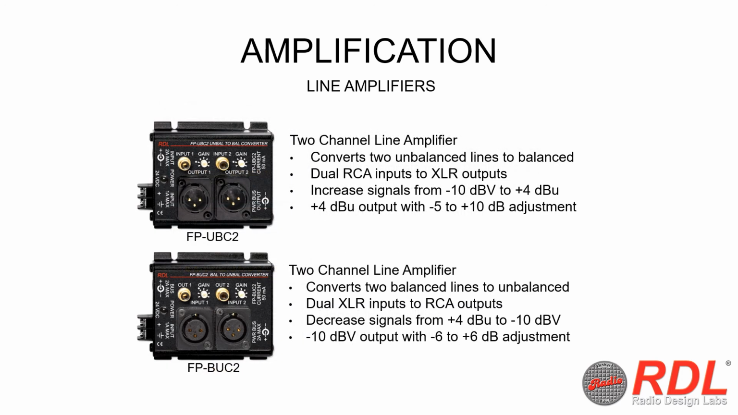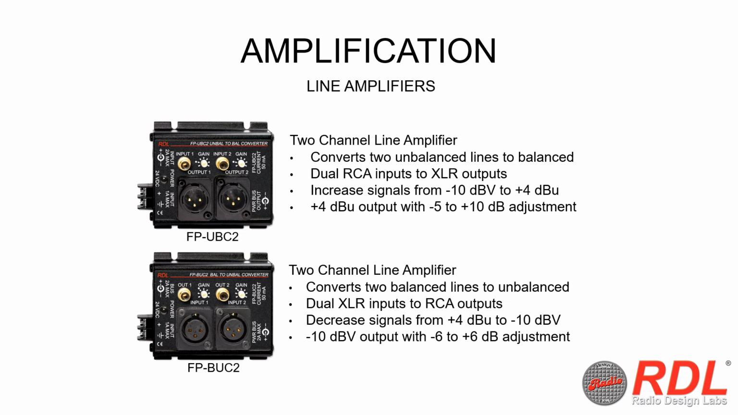Here are two line amplifier examples from our flat peg series. The FP-UBC2 is a two-channel line amplifier which converts two unbalanced lines to balanced. It has dual RCA jack inputs and dual XLR outputs. This line amplifier is designed to boost -10 dBV consumer signals to +4 dBu professional signals. It provides -5 to +10 dB output adjustment.